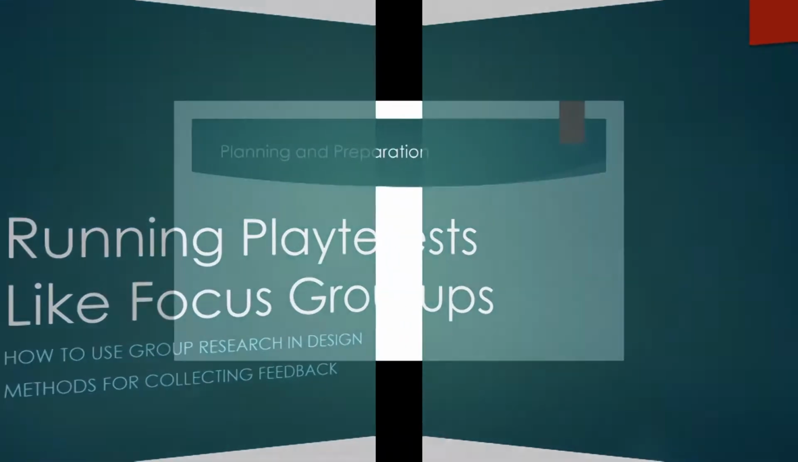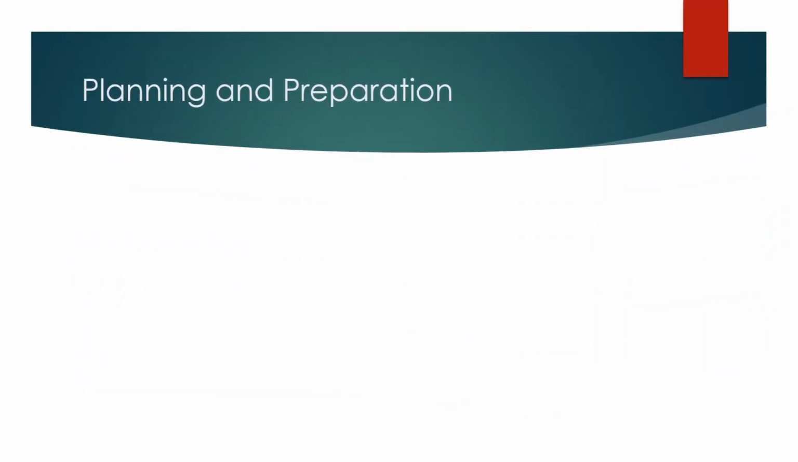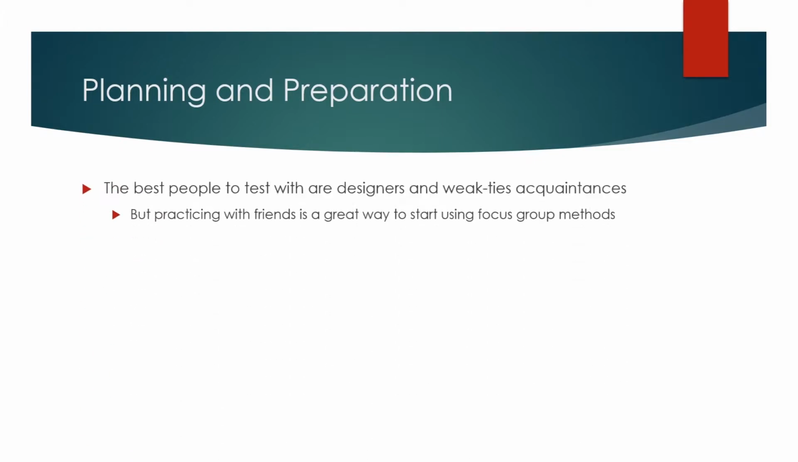The first step, once you have a prototype to test of course, is to get a group of people together to play your game. Now you'll hear me say this throughout the series, that the best people to playtest with are game designers and people that you don't know very well, your weak ties, acquaintances. So if you aren't already part of a design community, you should start to look for one. That being said, if this is your first time trying out the focus group approach, it's actually helpful to test with friends and family so you can practice these methods and get comfortable with teaching your prototype, taking notes on feedback and interactions, and so on.